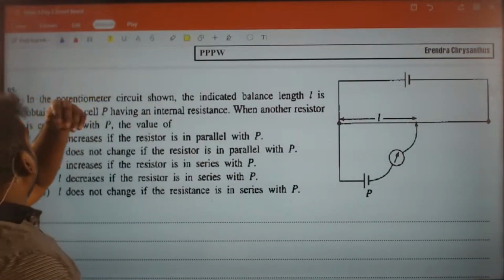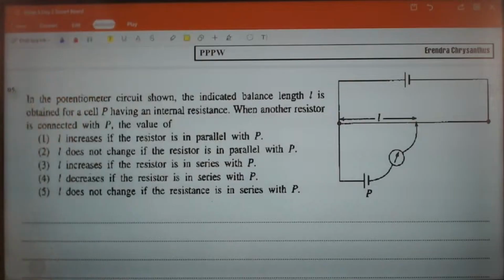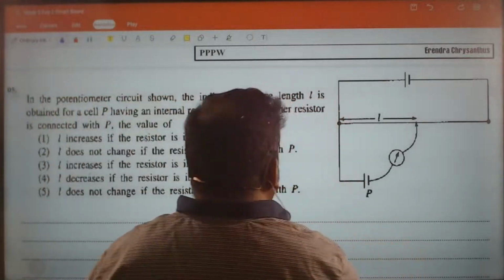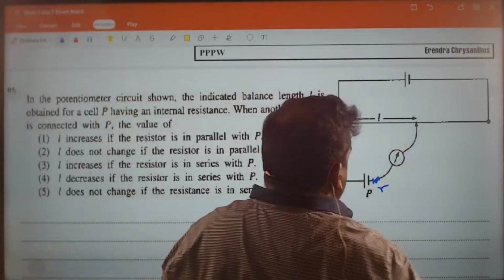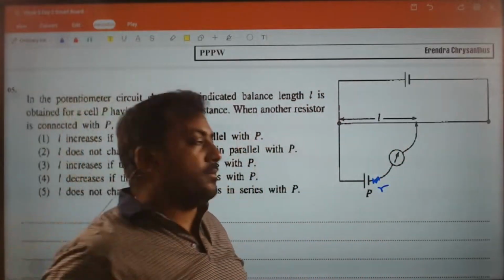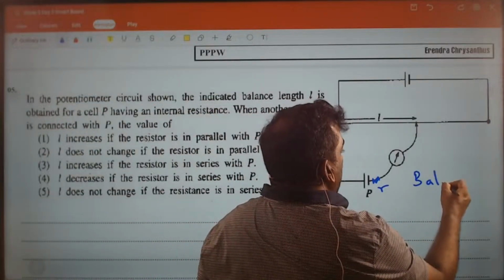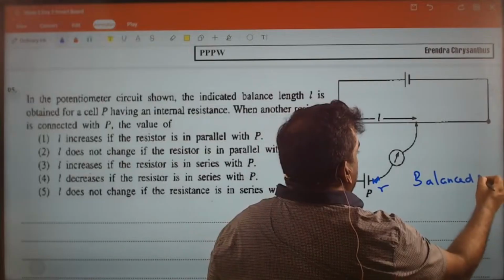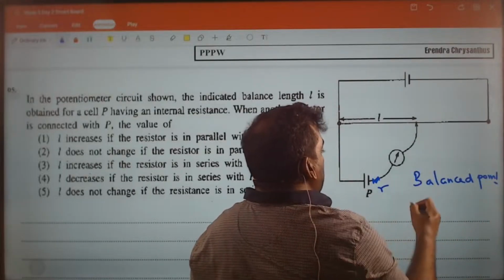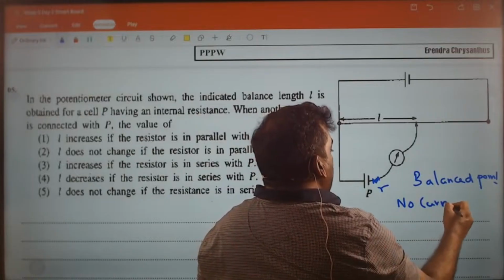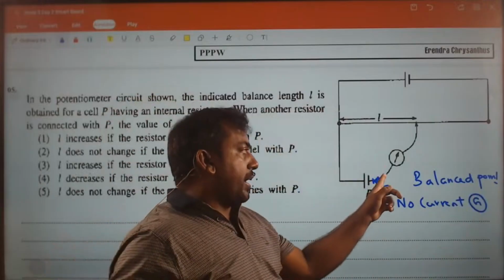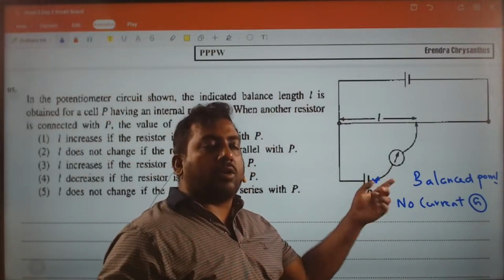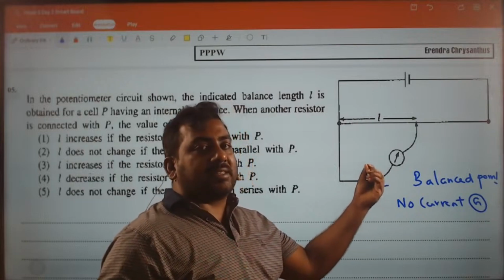Next one. In the potentiometer circuit shown, the indicated balance length L is obtained from the cell P having an internal resistance, simple L. Now at the balance point, what do you know? No current through the galvanometer. If there is no current passing through here, is the internal resistance important? No. Why? Potential difference across the internal resistance will be 0.